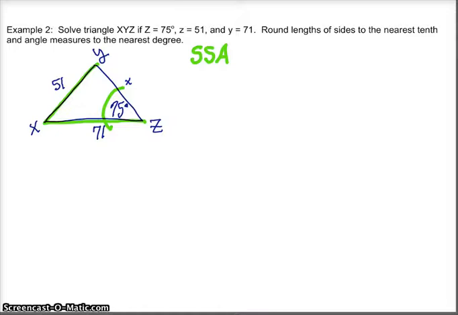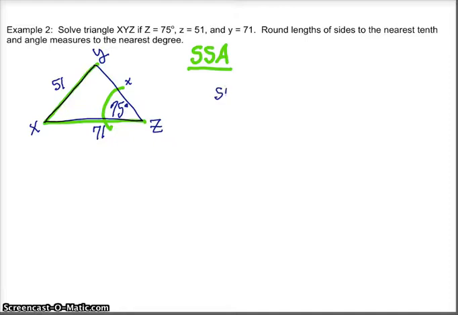We know that this SSA represents the ambiguous case. So we are going to have one triangle, two triangles, or no triangle at all. And the best way to proceed is to begin by trying to solve the triangle. So if I try to solve this first triangle, I recognize that I have enough information to set up a proportion to begin to solve for angle Y.